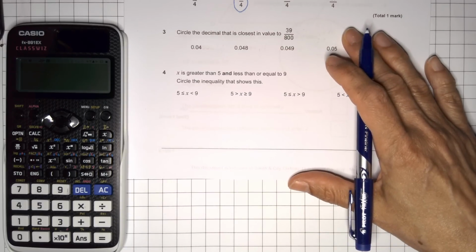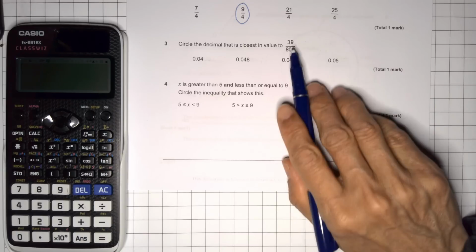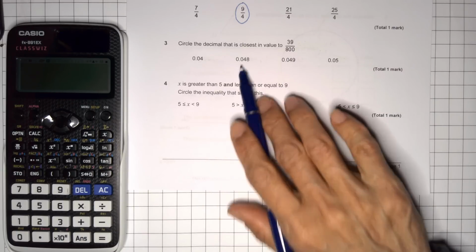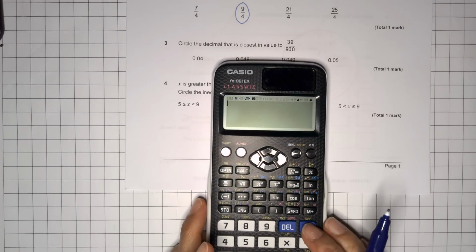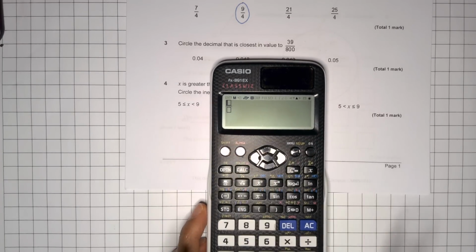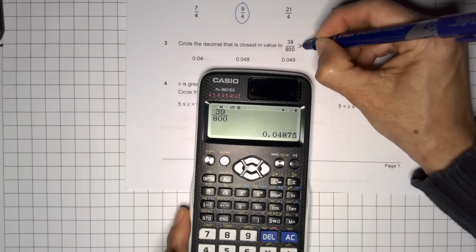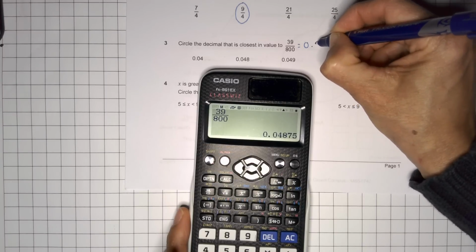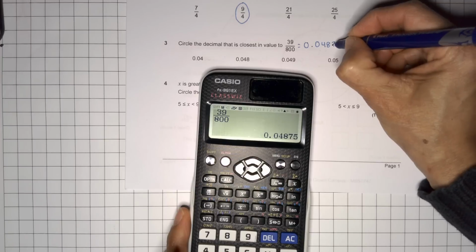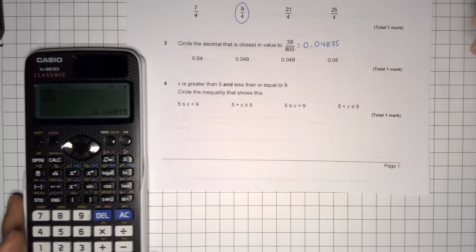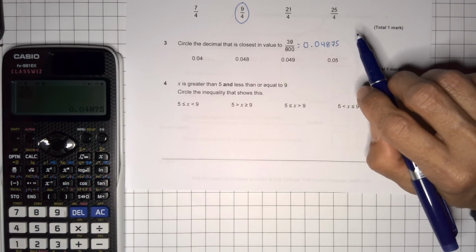Question number 3, we have a fraction and they're asking which of these 4 decimals is closest to that fraction. So let's enter our fraction, and the fraction is 39 over 800. Change it to a decimal, and so that fraction is 0.04875. So now we need to see which of these decimals is closest.